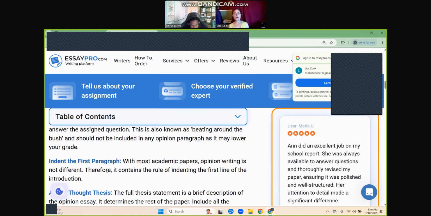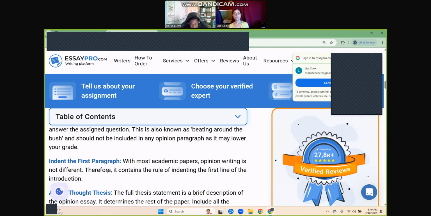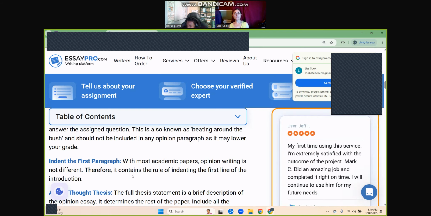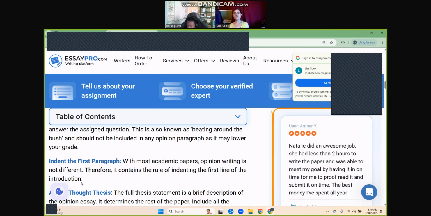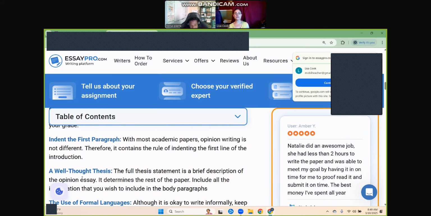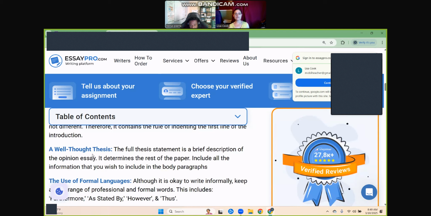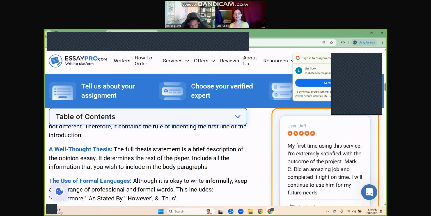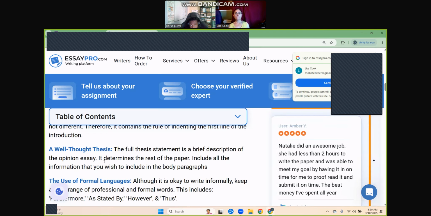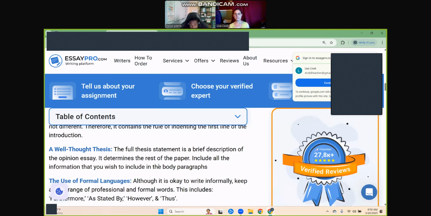Indent the first paragraph. There, it contains the rule of indenting the first line of the introduction. So the introduction is supposed to be indented. The well-thought thesis. A well-thought thesis is the brief description of an opinion paper. It determines the rest of the paper. So that's kind of your introduction.